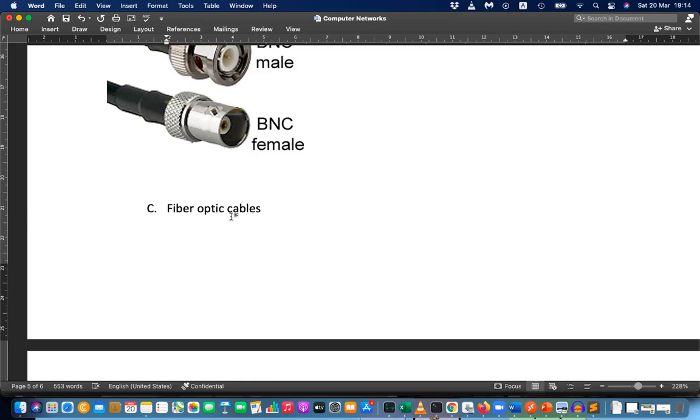Anything else? It can be used to transmit over a long distance. Right, that is another thing. Not for short distance transmission, because the previous two cables can go up to 200 meters, which is useful in short distance transmission. But fiber optic is basically used for long distance transmission. Okay, that is also right.